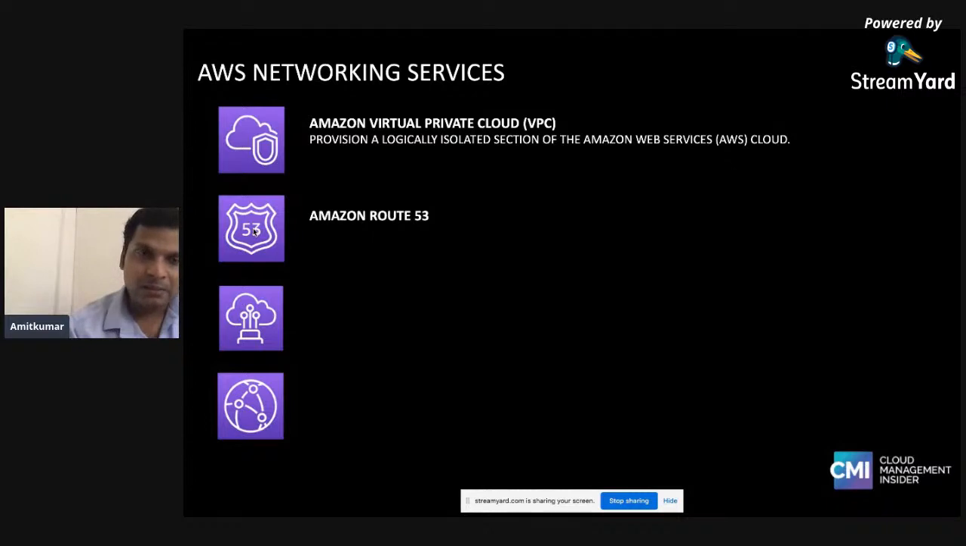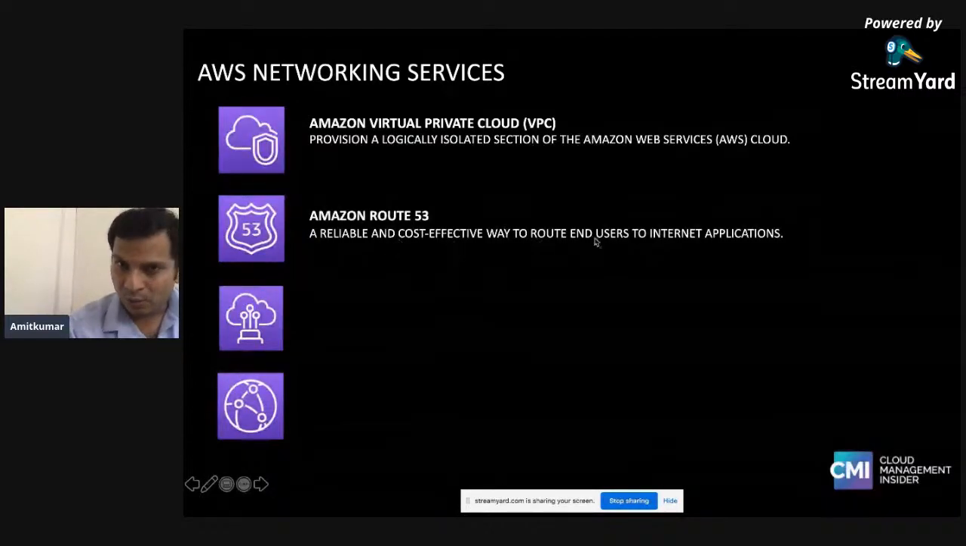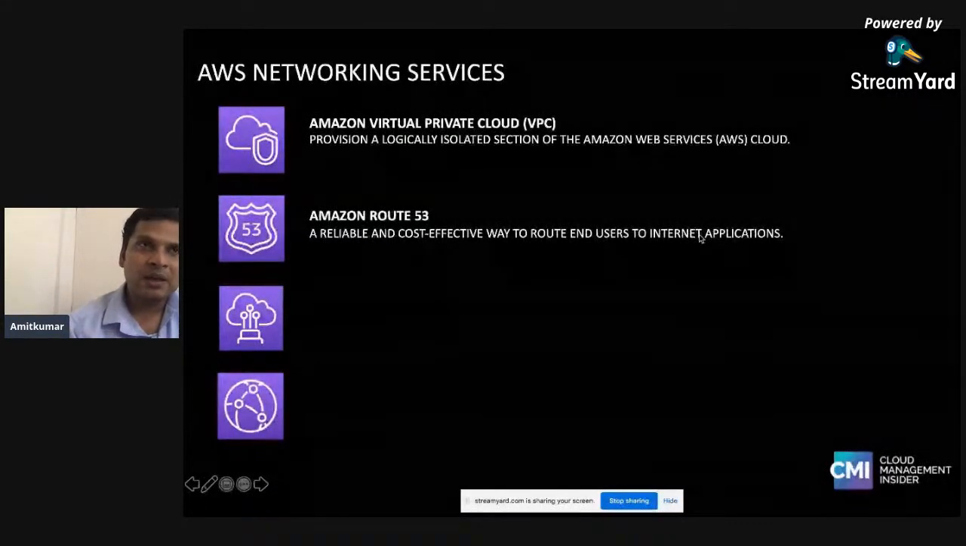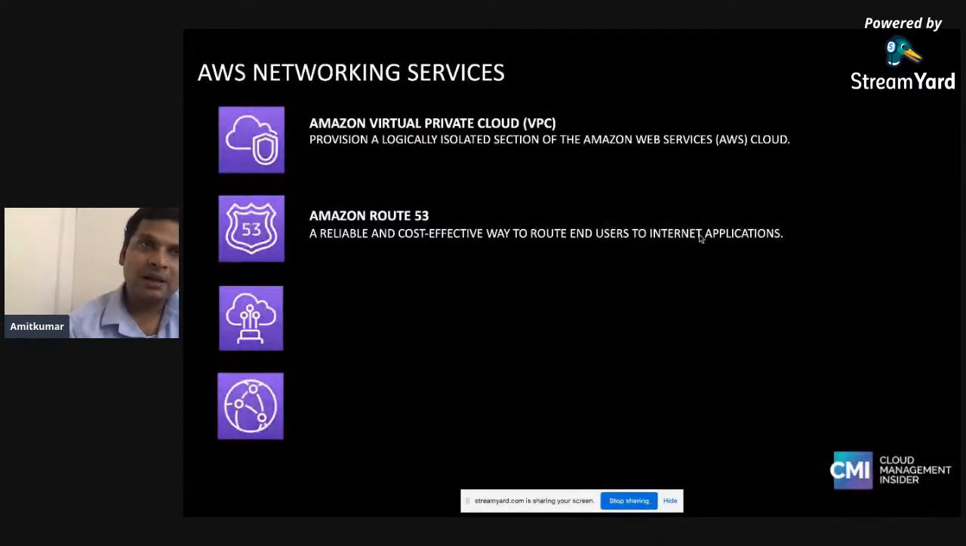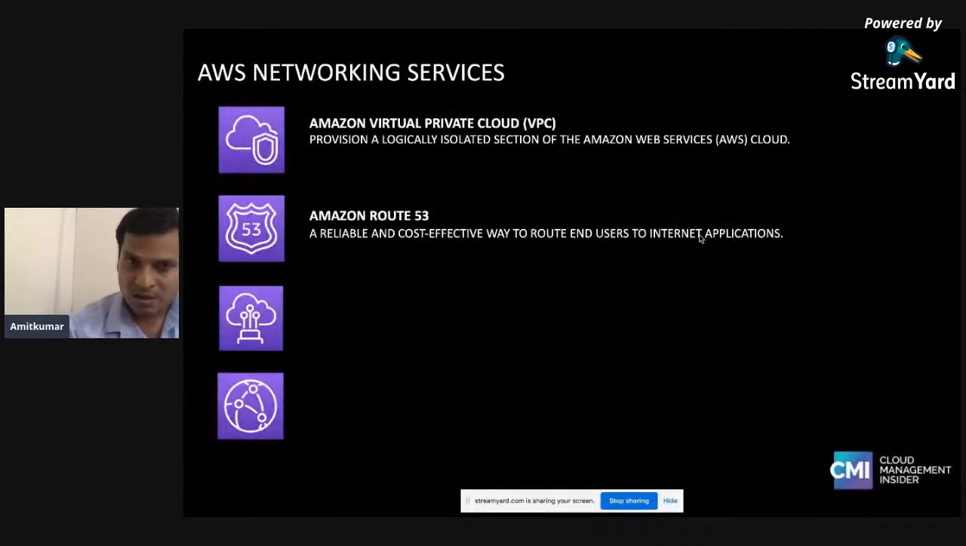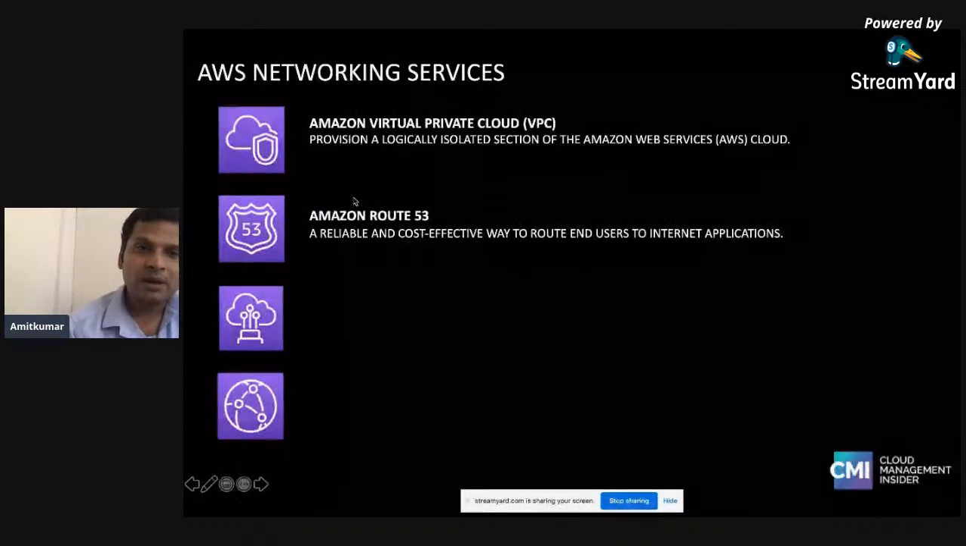Route 53 is nothing but your domain name service. It's a reliable, cost-effective way of allowing your end users to connect to your internet application, not just the internet application, but your internal application also. You can create your private zones so that you can have your host names or domain names resolved to certain IPs. So again, no upfront investment, and you have your domain name service up and running.